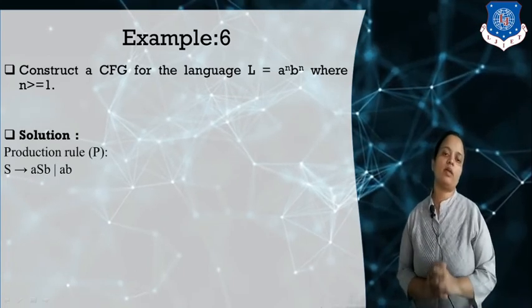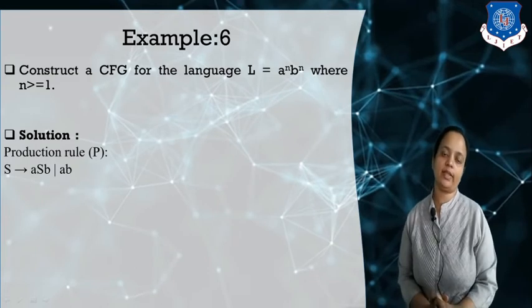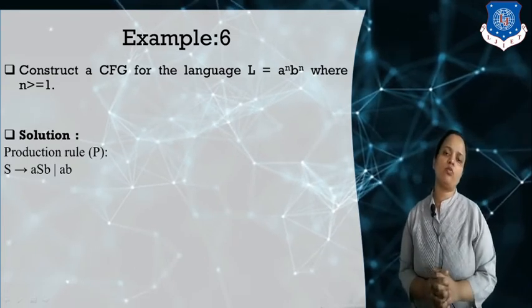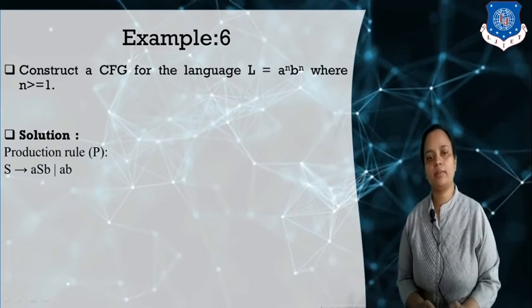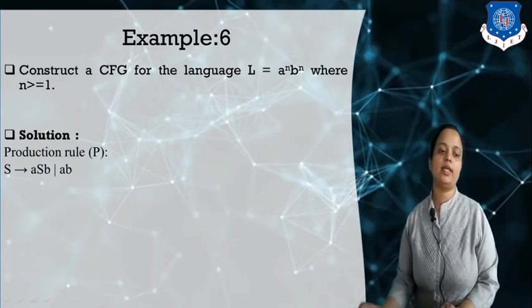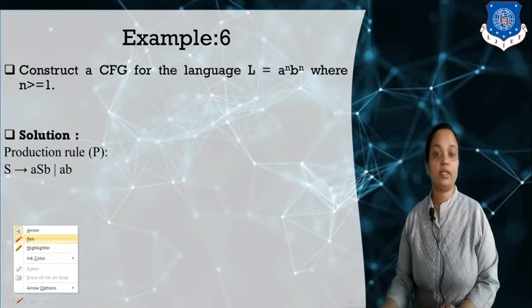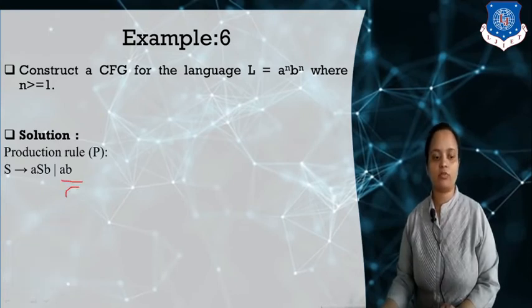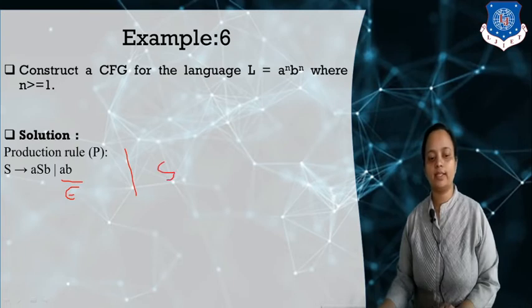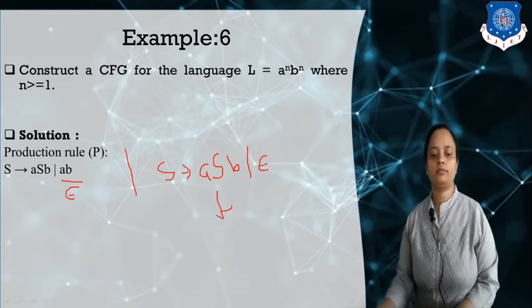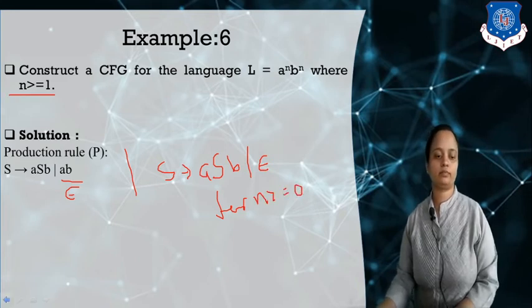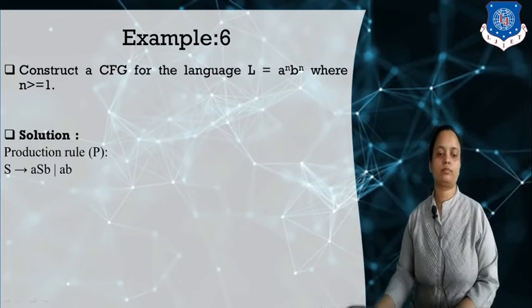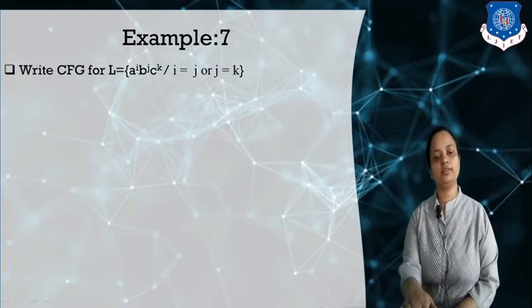Now, suppose the nth power starts from 0. So like this, n greater than or equal to 0. So what modification can we do in this grammar? The only modification we have to do is that the minimum length it generates is null. So in place of this, we have to write null. So our grammar is like this, for n greater than or equal to 0, because the minimum length contains a null string.